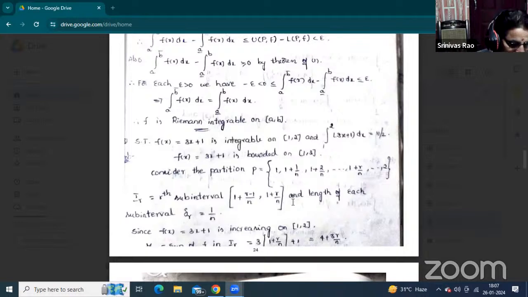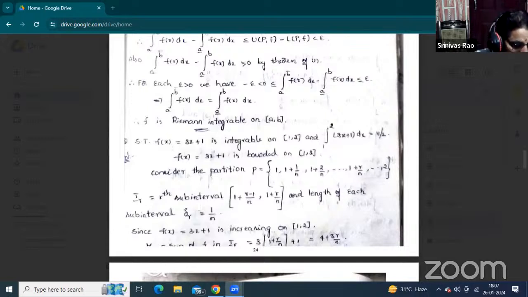The length of the subinterval means the upper value minus the lower value: 1 plus r by n minus 1 plus r minus 1 by n. After simplification, we get the length of the rth subinterval, denoted by mod I_r, equal to L of I_r. What is the length of the rth subinterval? It is denoted by delta r.